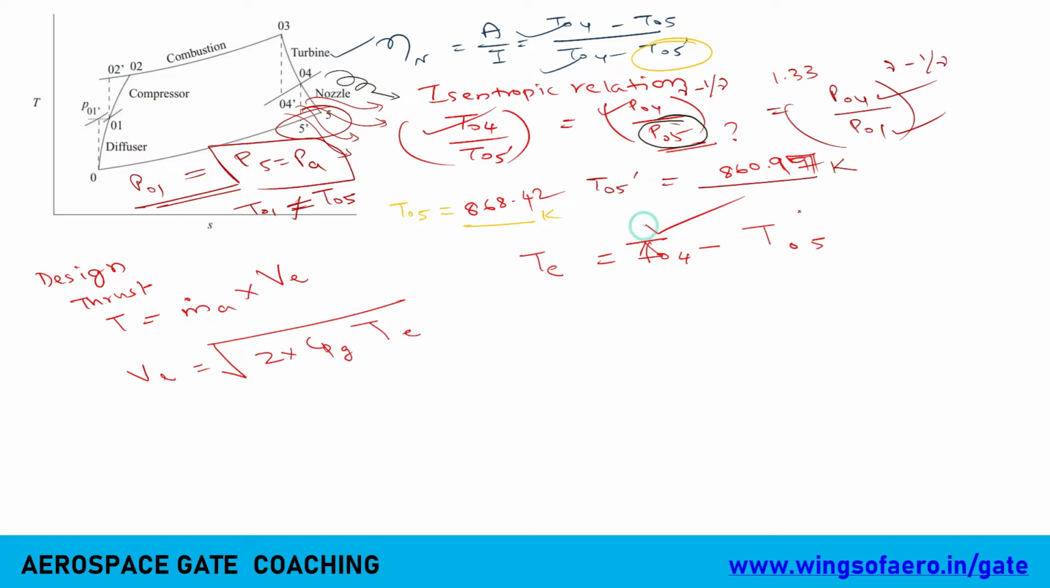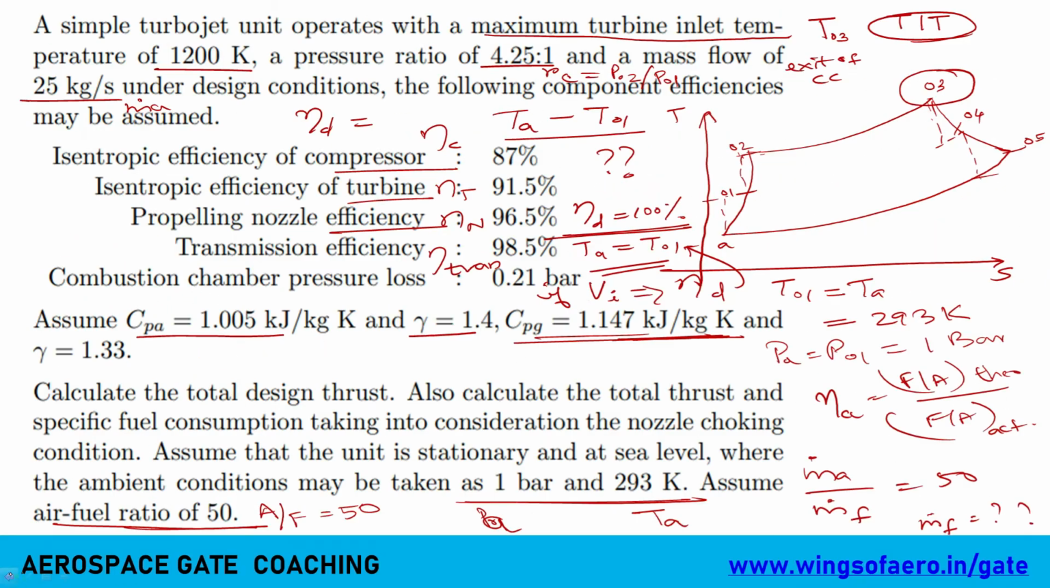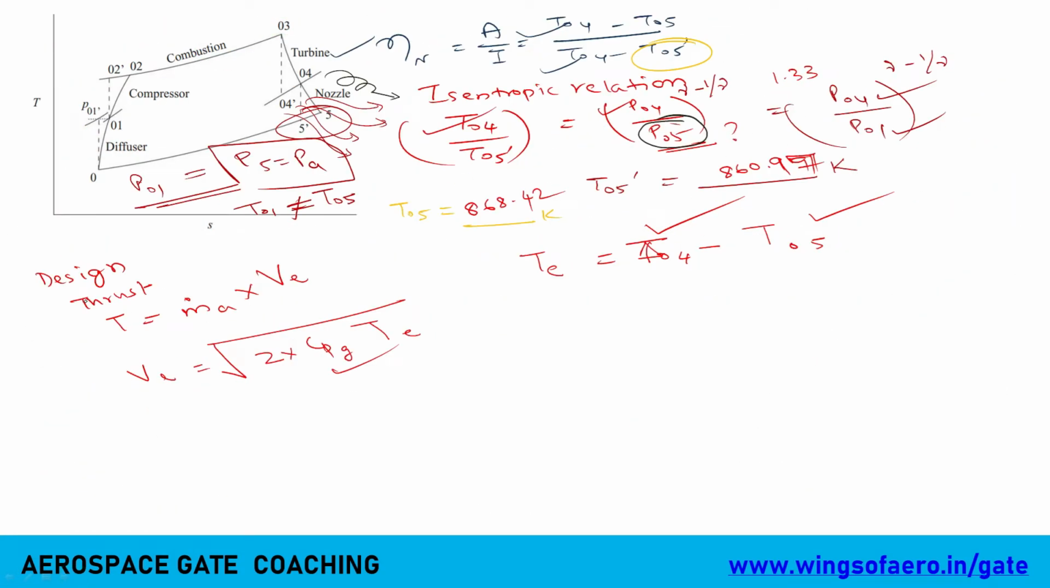Now you have both the factors. You have this, you have this, you have this as well. Then you substitute here. Then you have this m dot a, which is given in the question. I think 25, they have given in the question. Substitute, and you will see what the design thrust is.